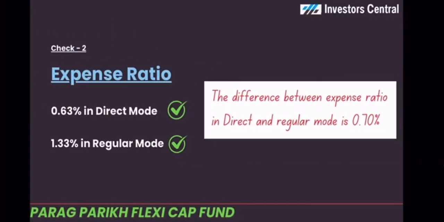Coming to the expense ratio, 0.63% is the expense ratio in direct mode for this fund. In regular mode, the expense ratio is 1.33%. The difference between expense ratio in direct and regular mode is 0.70%.